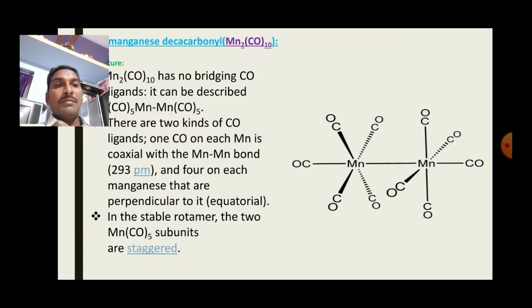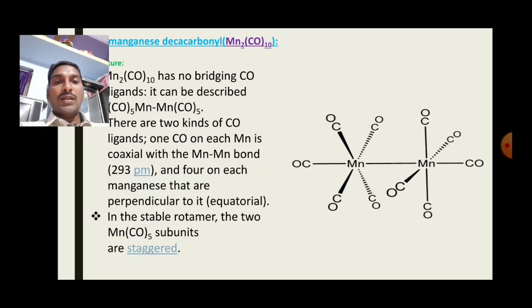In this manganese decacarbonyl, two units are there, the Mn(CO)5 unit and another Mn(CO)5 unit. These two units can rotate through the Mn-Mn bond. The stable rotational isomer is the staggered conformation. All those Mn and CO bonds are at a large distance from each other, so they have the least repulsive interactions, while in the eclipsed conformation the metals and carbon monoxide experience repulsive forces, so it is unstable. That is why Mn2(CO)10 has a staggered conformation.